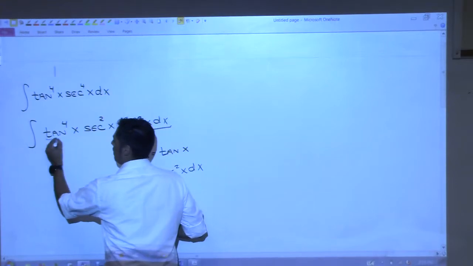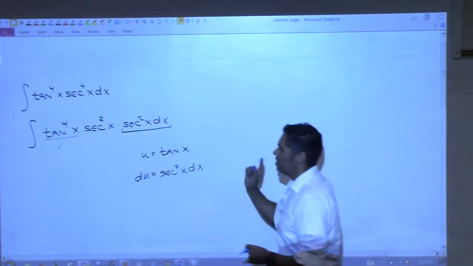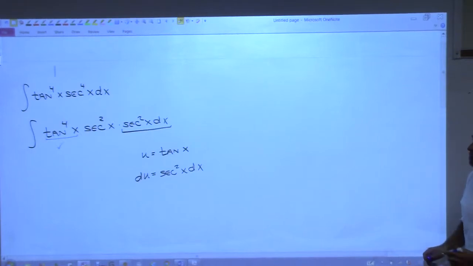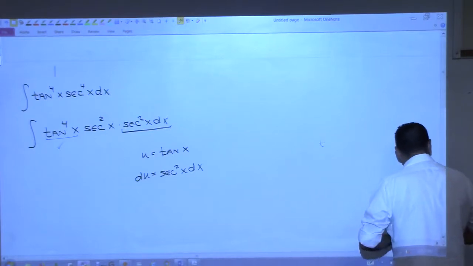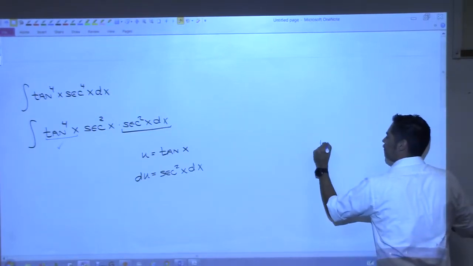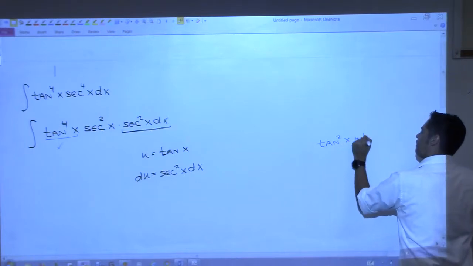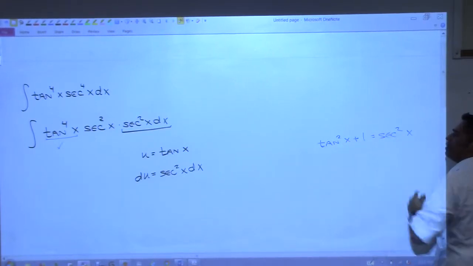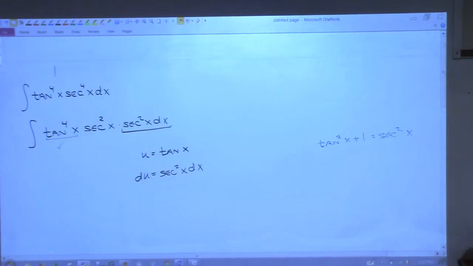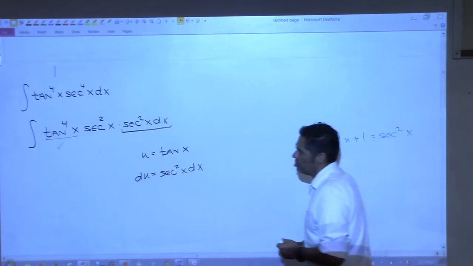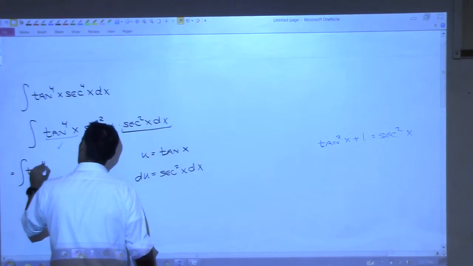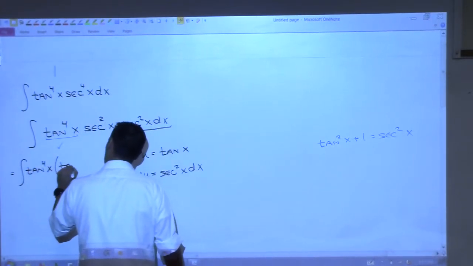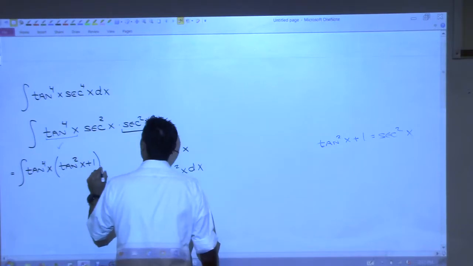So we're okay with this, right? That's going to be u to the fourth power. Secant squared, how do we get that to a tangent? The identity, right? The identity was tangent squared x plus 1 equals secant squared x. So I can replace that secant squared with tangent squared x plus 1. Just needs to be in parentheses. So this is integral tangent to the fourth x, then tangent squared x plus 1, and then secant squared x.